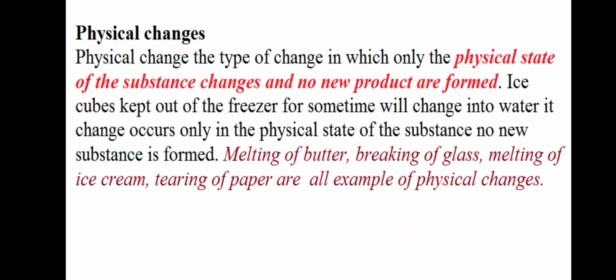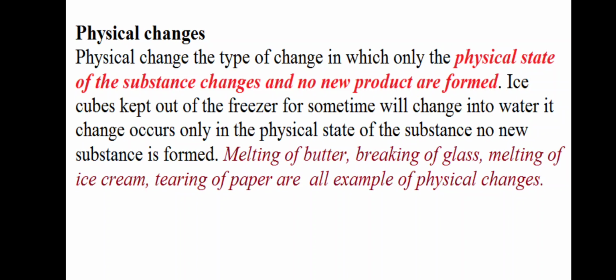We'll look further into physical changes. A physical change is the type of change in which only the physical state of a substance changes and no new products are formed. An ice cube kept out of the freezer for some time will change into water. Change occurs only in the physical state of the substance. No new substance is formed. Melting of butter, breaking of glass, melting of ice cream, and tearing of paper are all examples of physical changes. In a physical change, physical means the shape, the design of something. So only that changes. Nothing new is formed.